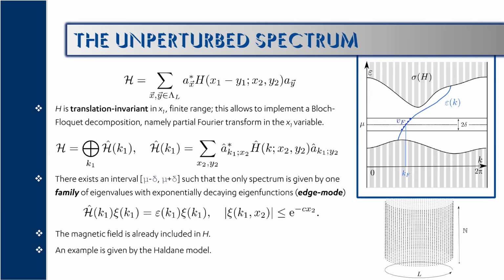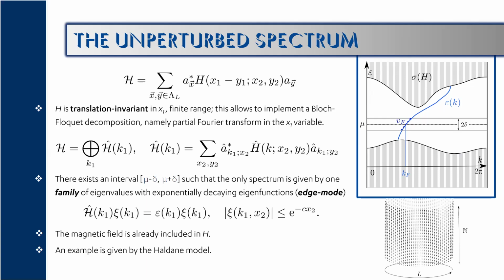So for each value of the spectrum here, for the corresponding value K, the eigenvectors are exponentially localized near the edge. So in this sense, they are edge modes. And if you're asking why we didn't include any magnetic field, the idea is that it is already included.